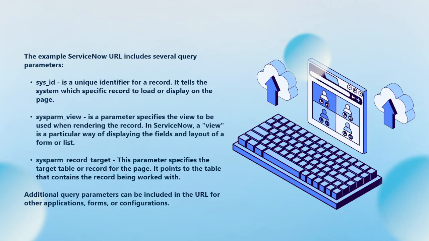Sysparm_view is a parameter that specifies the view to be used when rendering the page. A view is a way of displaying the fields and layout of a record through a list or form. Then sysparm_table. This parameter specifies the target table for a page. It points to the table that contains the records being worked with.